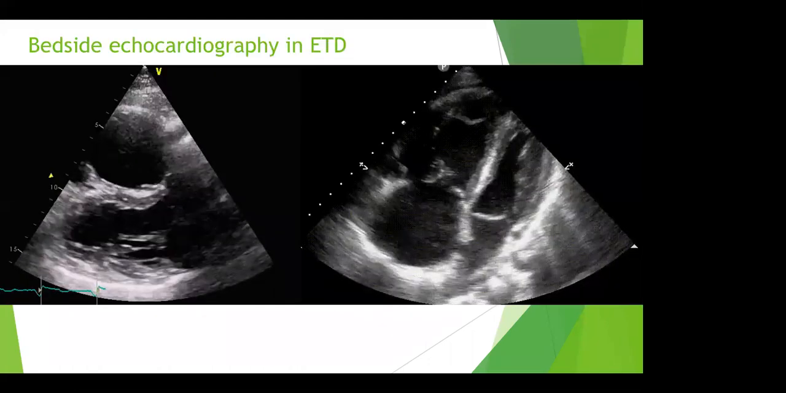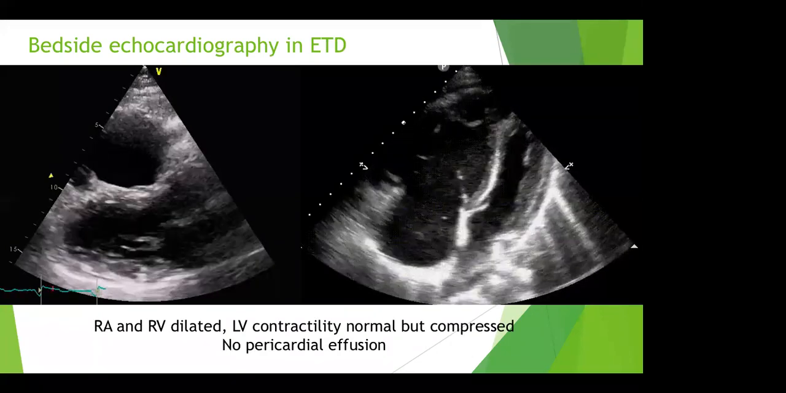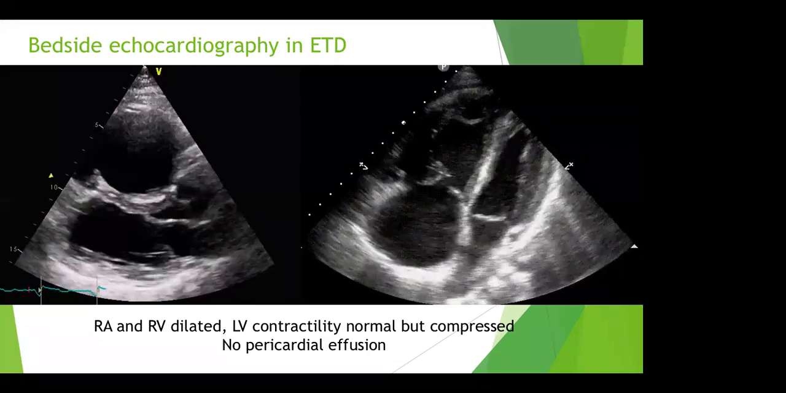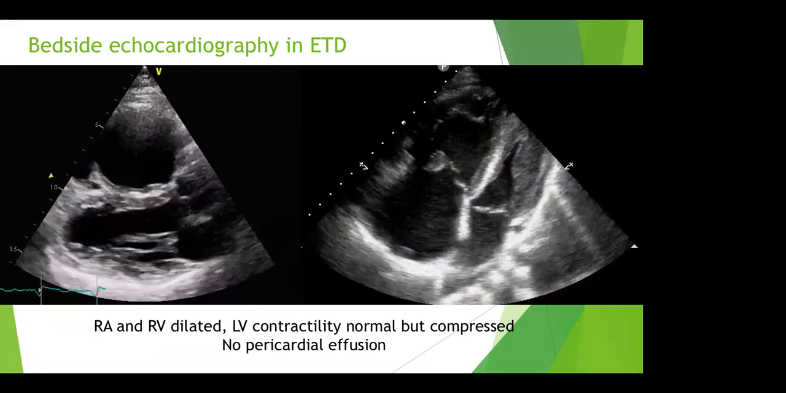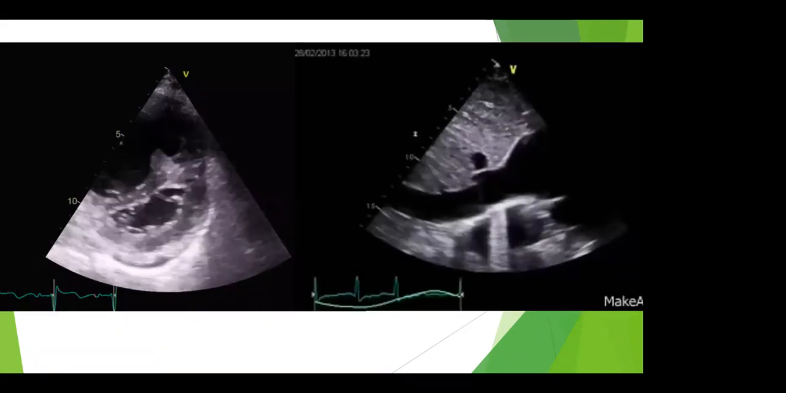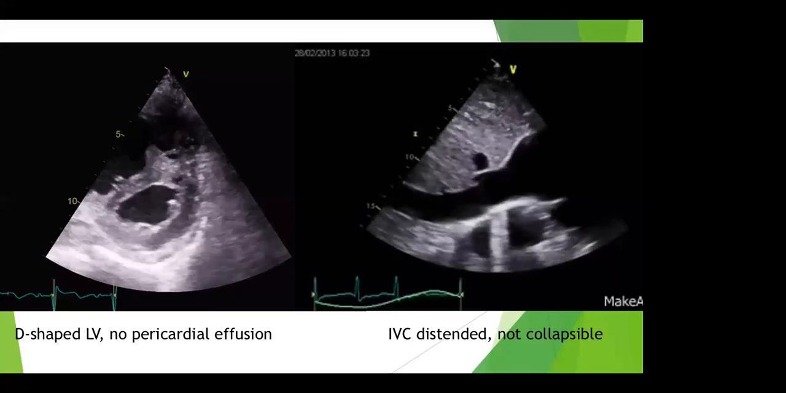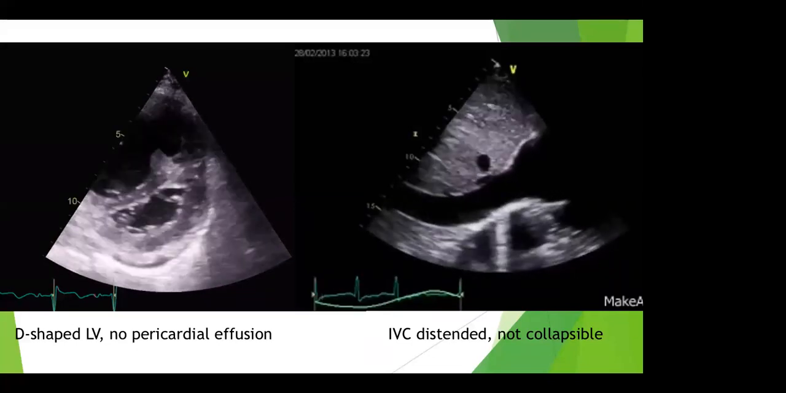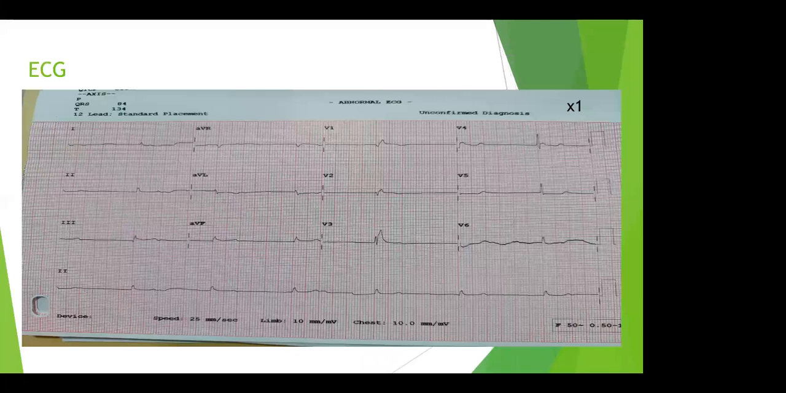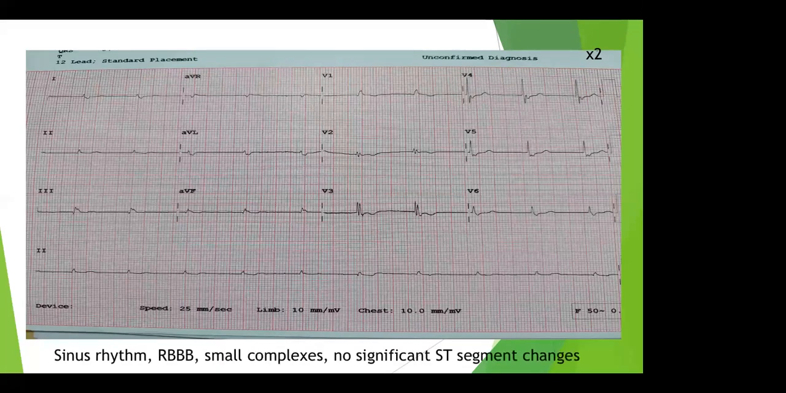A basic echo was done in ETD, which showed a dilated right atrium and right ventricle. The left ventricle contractility was normal, but compressed, with no pericardial effusion. There was also a D-shaped LV and a distended IVC. I'll explain more about the echo later. The ECG showed no dynamic changes. The patient is in sinus rhythm, but there's an RBBB pattern with small complexes, and no ST elevation.